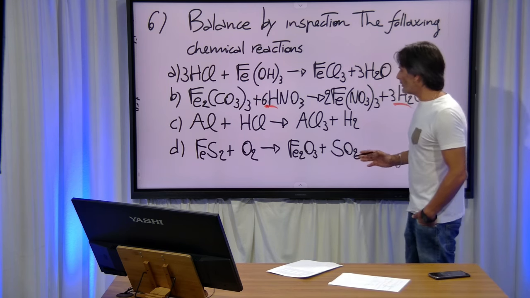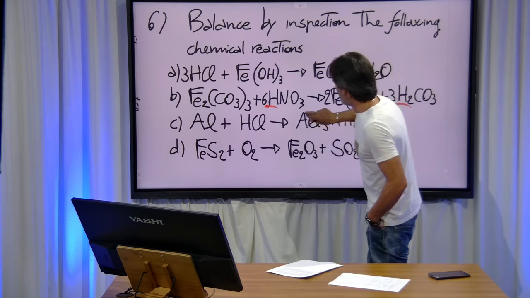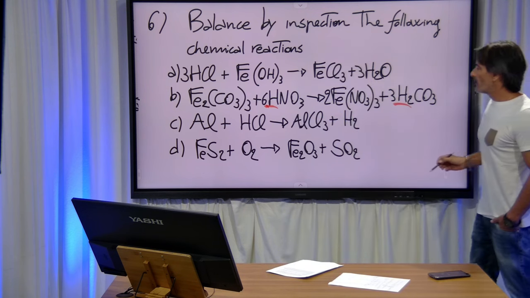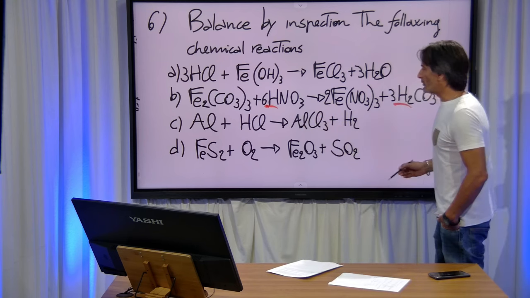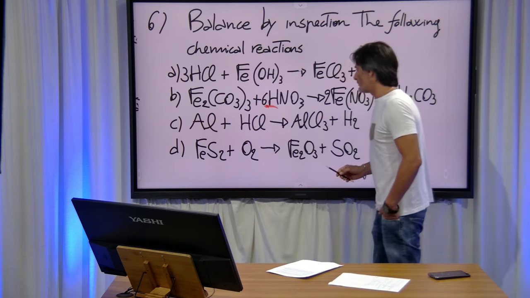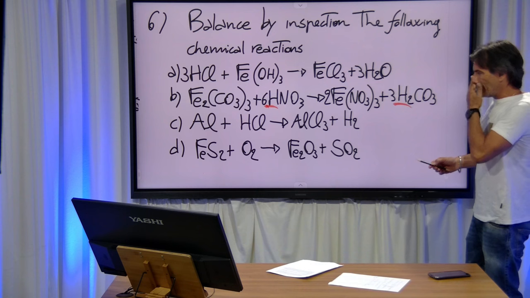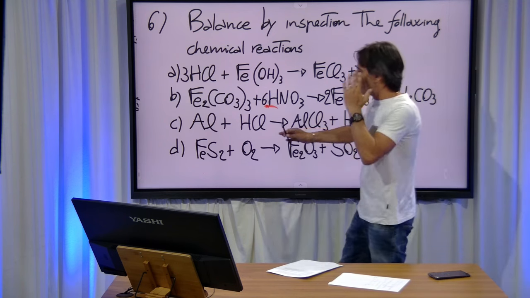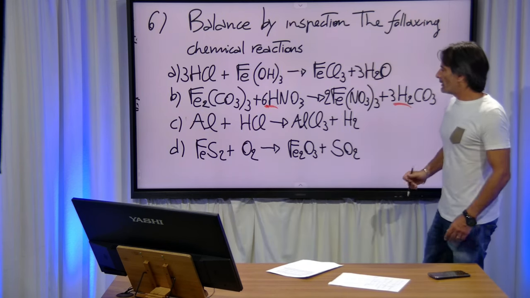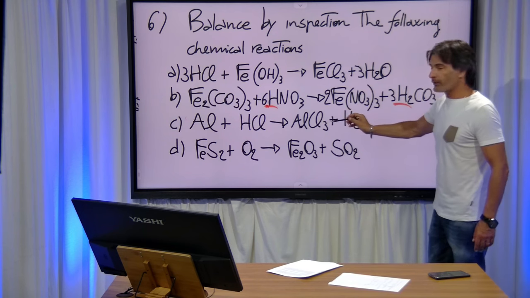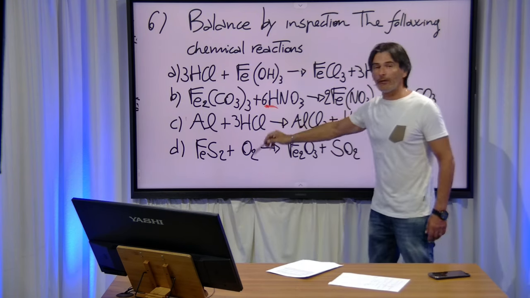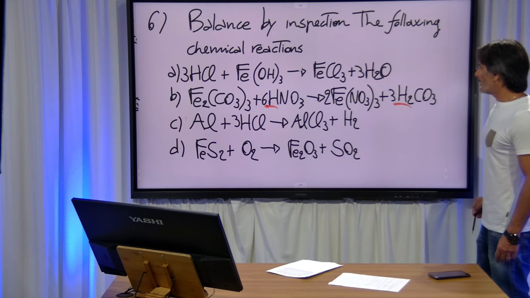Okay. Here, I have written in the wrong way the symbol of aluminium. Okay, so for aluminium, here is one, here is one. So at the moment, I imagine here there is one, here there is one. Okay, I move on. Here we have three atoms of chlorine. So I have to put three in front of the formula of the hydrochloric acid.